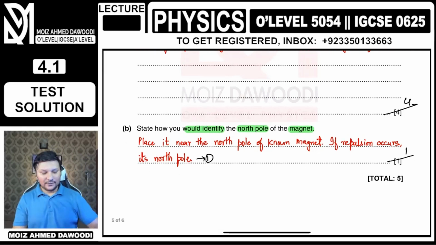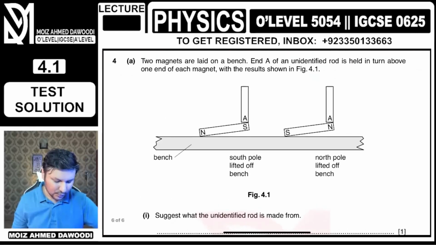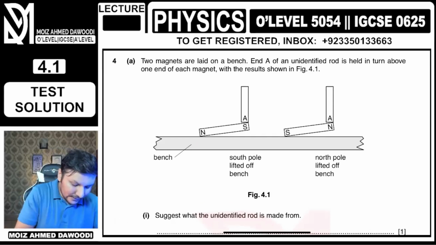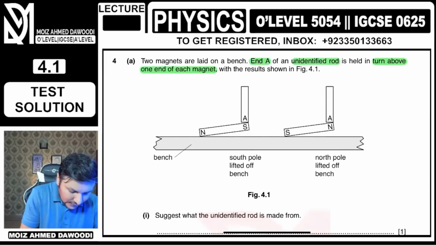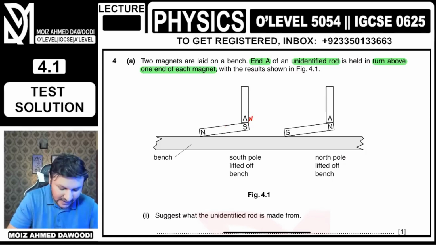Now we are left with the last question, I believe. Yes. In that last question, question number 4, 2 magnets are laid on a bench, and end A of an iron rod is held in turn above one end of each magnet with the result shown. So here what is happening? End A is attracted, so that means the magnet generated a north here. That is why attraction is happening.